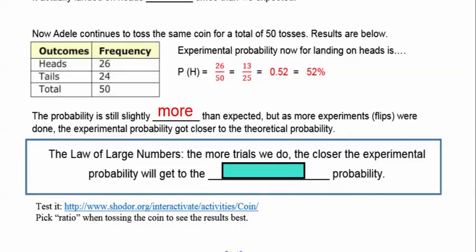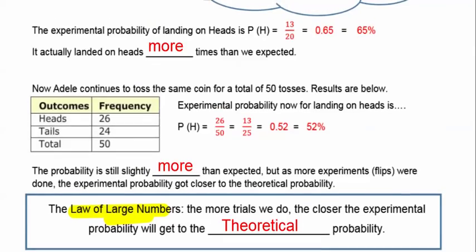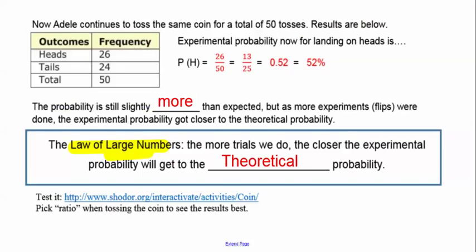Which brings us to a law. So the law of large numbers, all right, and your keyword here is law of large numbers. So the more times we do an experiment or the more trials we do, the closer your experimental probability will get to the theoretical probability. So the more times that we flip that coin, the closer we're going to get to the 50%, what is supposed to happen. Okay, does that make sense?